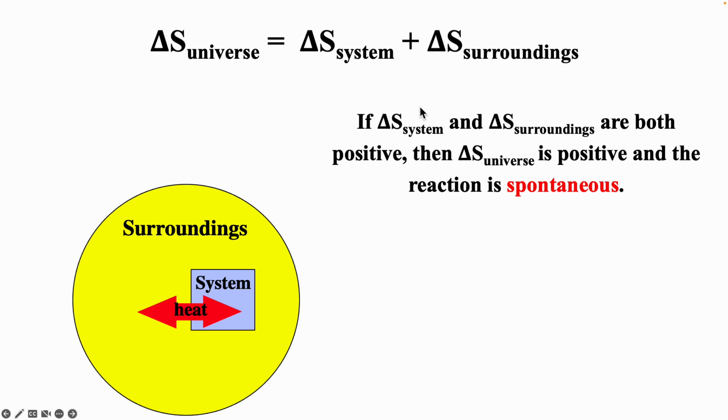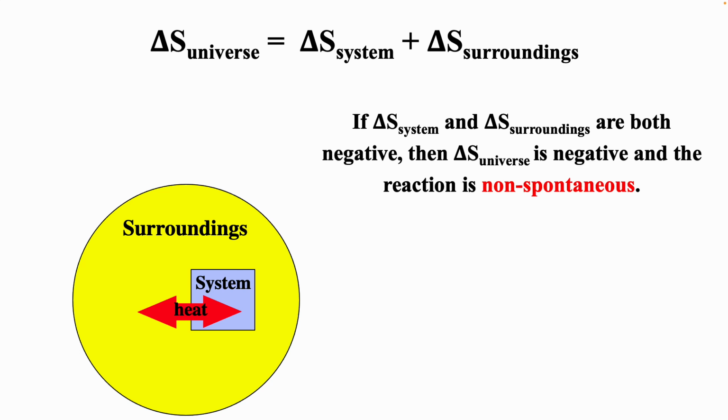Now, if the delta S of the system and the change in entropy of the surroundings are both positive, then the change in entropy of the universe is also positive and the process will be spontaneous. If the change in entropy of the system and surroundings are both negative, then the change in entropy of the universe is also going to be negative and the process would be non-spontaneous. It will not occur without any outside intervention.